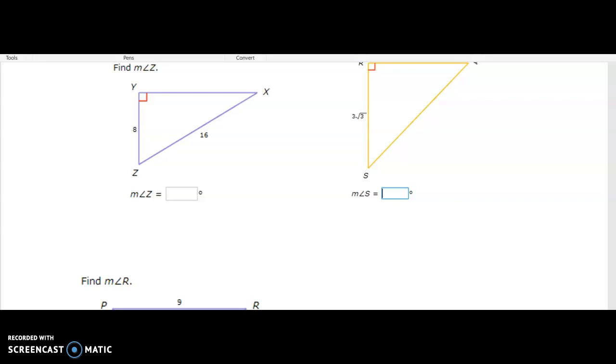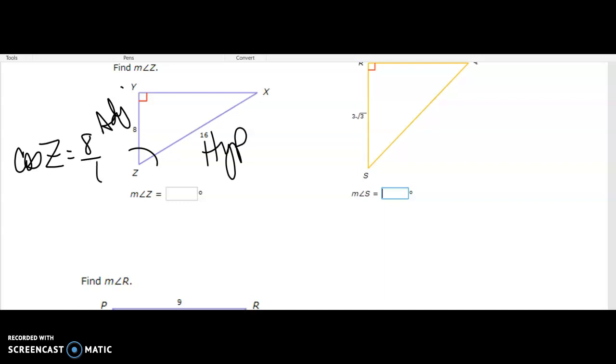Okay, Z. Here's Z. This is the hypotenuse. This is adjacent, so we're going to use cosine. Cosine of Z equals adjacent over hypotenuse. Z is inverse cosine of 8 over 16, or you could reduce that to 1 over 2, and it is 60.